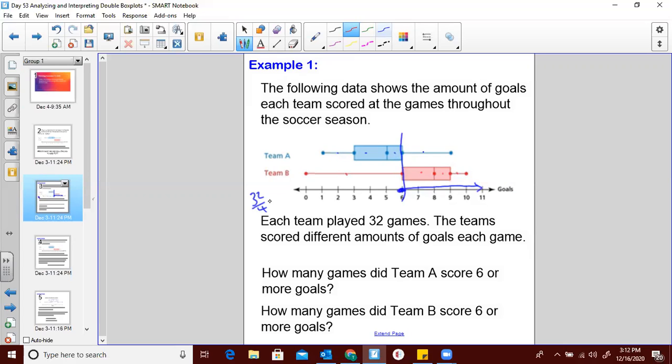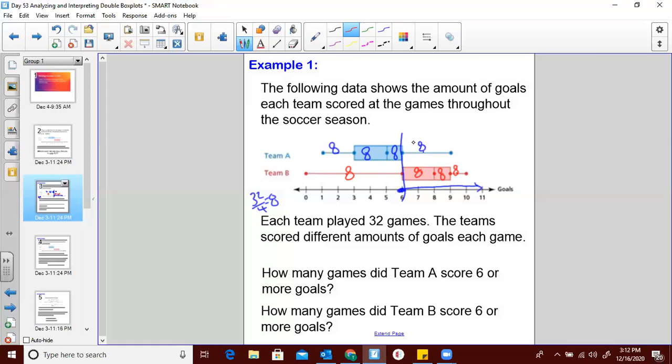All right, and 32 divided by 4 is going to be 8. So right here for Team A, each section has 8 games, 8 games. This whole whisker is 8, each half of that box is 8, and this little whisker is also 8. And like I said in the beginning, it doesn't matter that they visually look like they're not equal. We know that they are equal because each section is 8 games.